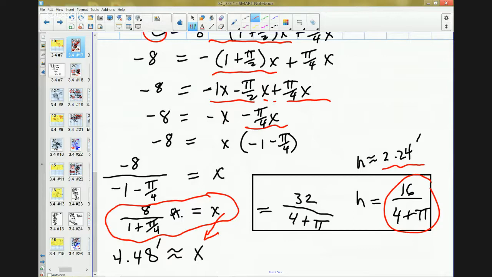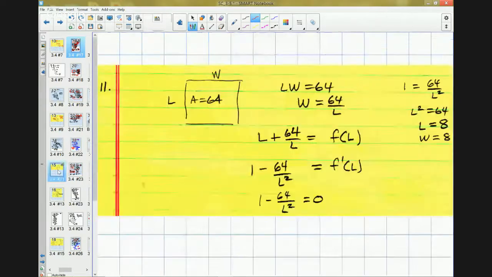Okay, number 11 is the next request. Thank you for that request. Number 11. All right, number 11 reads, find the length and width of the rectangle that has the given area and a minimum perimeter. So in number 11, they gave us the area of 64. So I just sketched out a rectangle that had a width of W and length of L, and I wrote in inside the box the area of 64.